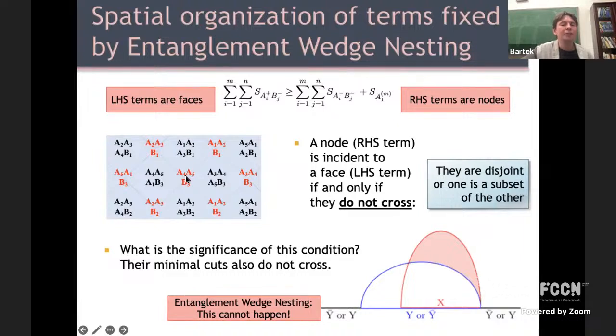So that's why it's also incident to that face. And so this is the way that we decide which vertex is next to which face. You might ask, okay, so you designed a lattice based on which regions are non-crossing, yes, but why is this relevant or why is it important? The non-crossing is important because it's a necessary condition for the entanglement wedge nesting theorem.